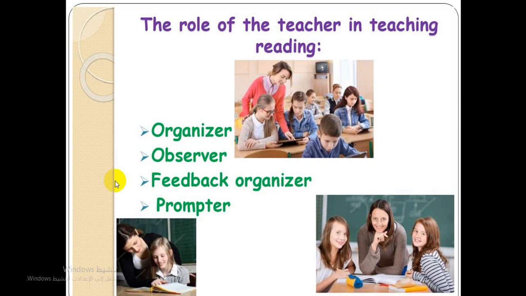Teachers as feedback organizers. This means that when our students have completed the task, we as teachers lead a feedback session to check that they have completed the task successfully. We as teachers may start by having them compare their answers in pairs by sharing their knowledge.